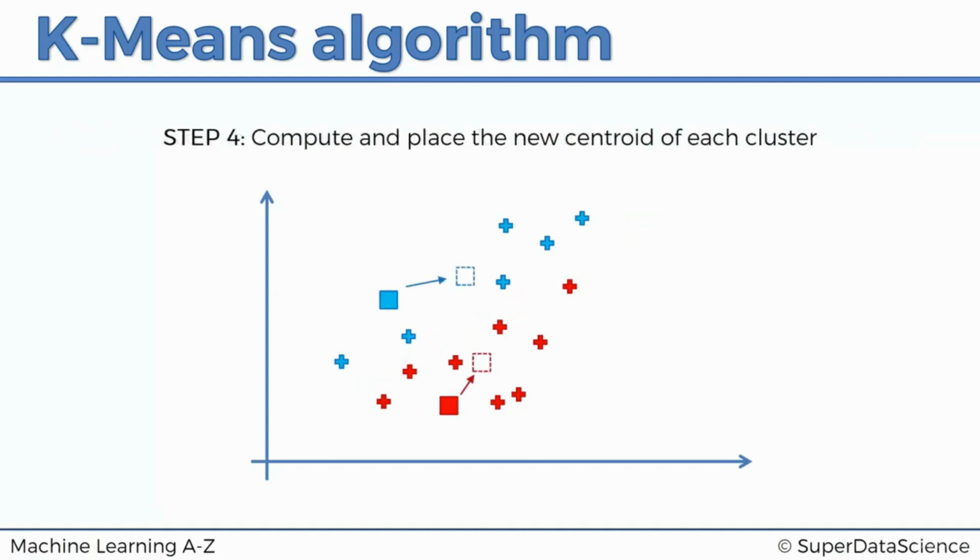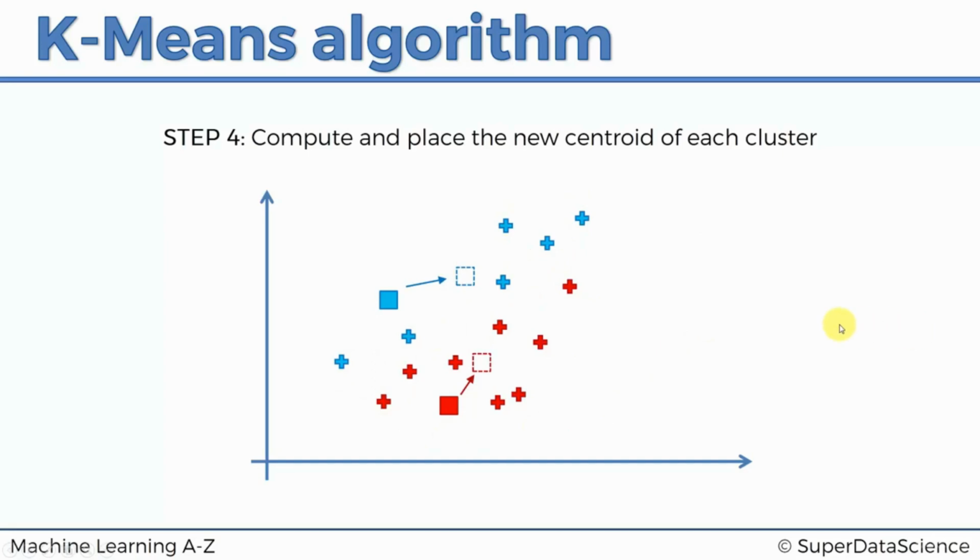Step 4: compute and place the new centroid of each cluster. Right now we've got the new points, all the blue ones excluding the centroid itself, and all the red ones excluding the centroid itself. And we need to find out where the new centroid for the blue points is, and the new centroid for the red points is.